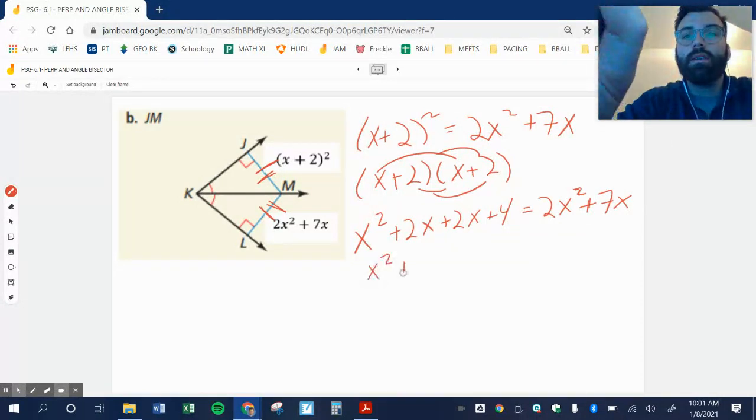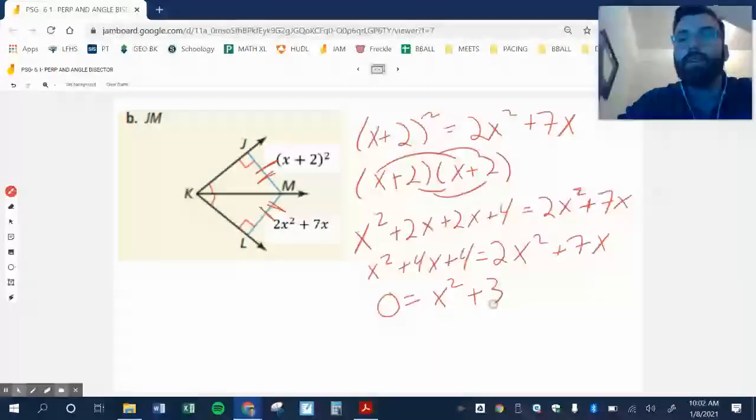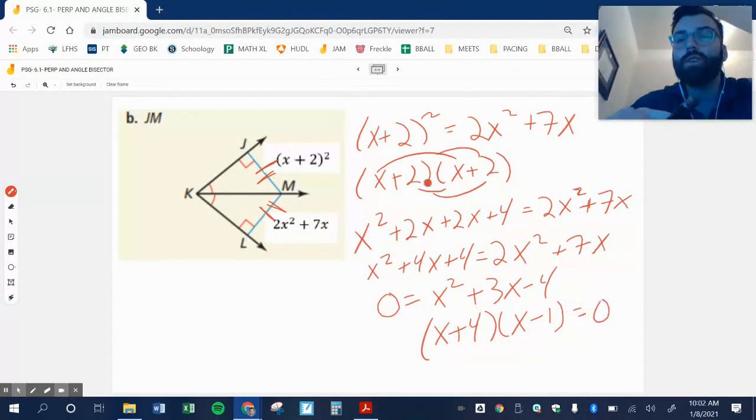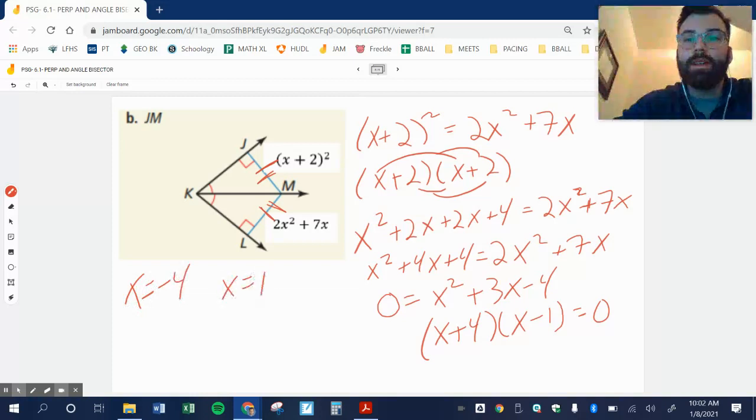You may have done that step in your head. That's totally fine. Move everything to one side. I'm going to take this x squared, 4x, and the 4 and move them over here. So I have 0 equals x squared plus 3x minus 4. Two numbers that multiply to negative 4 and add to positive 3. (x plus 4)(x minus 1) equals 0. The zero product property says I can set each factor equal to 0, so x equals negative 4 and x equals 1. You can do this part in your head; I just want to show that step.